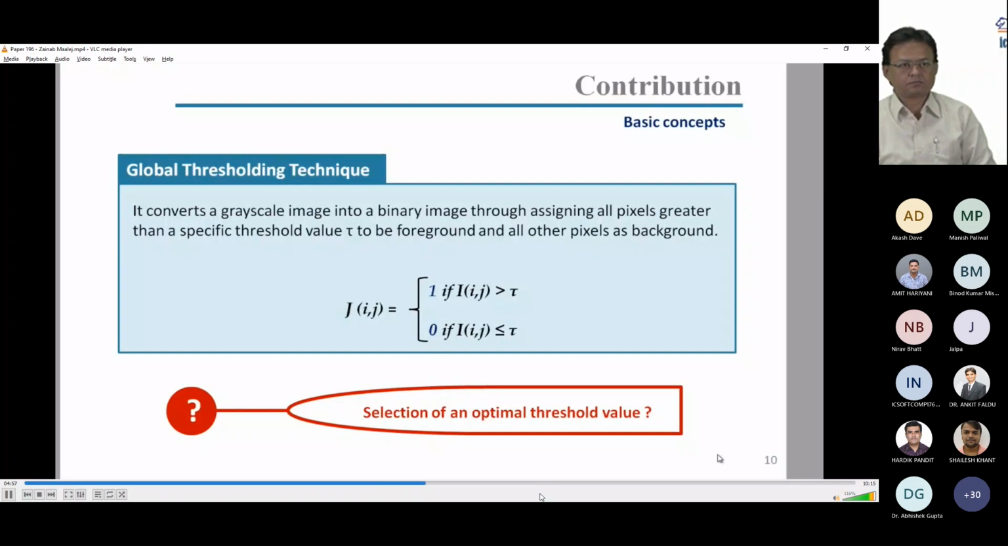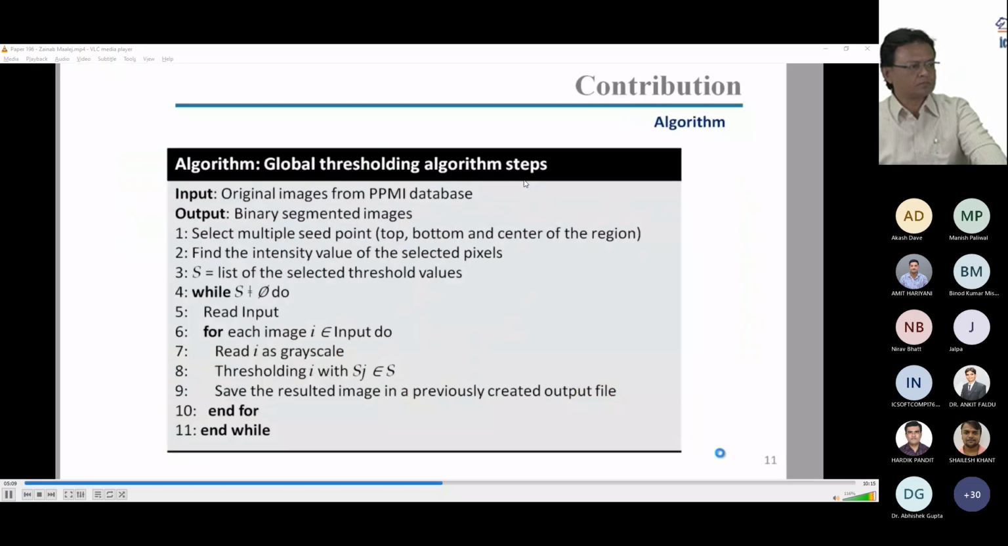Several different methods exist in literature, such as the use of histogram. However, this method doesn't deliver an efficient threshold value for all types of images and may be computationally expensive. For this reason, we propose to select multiple seed points for the basal ganglia region. The second step consists of finding the intensity value of the selected values. We have noticed that all the intensity values vary between 140 and 160.